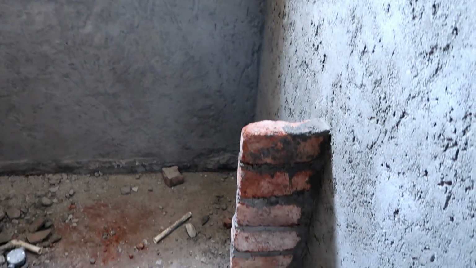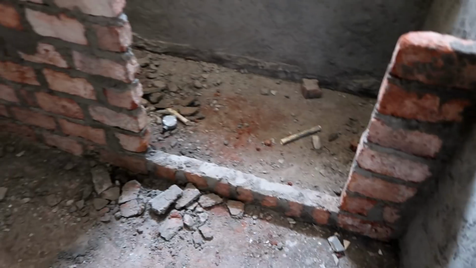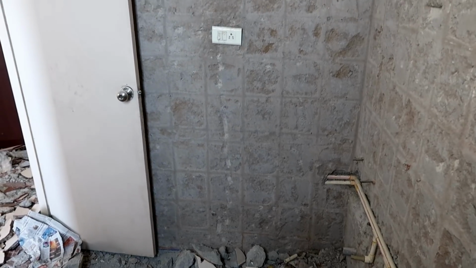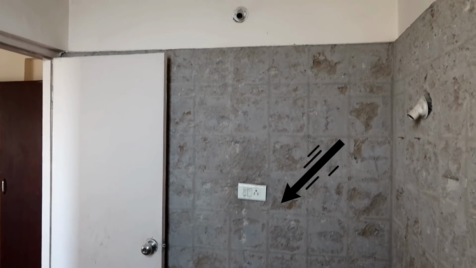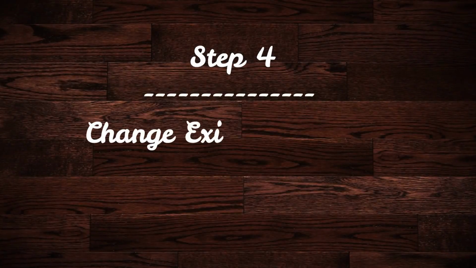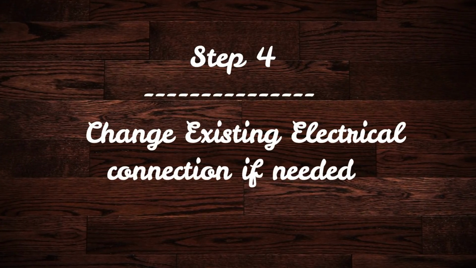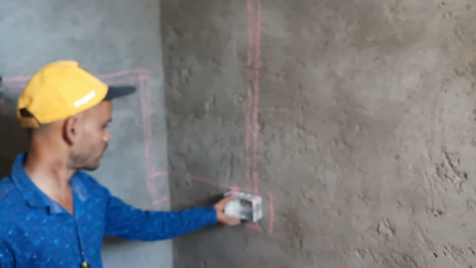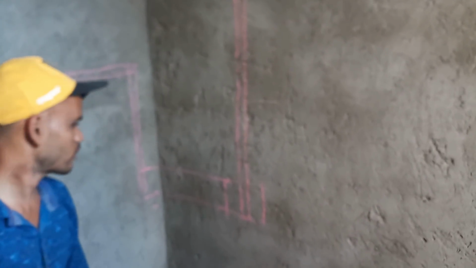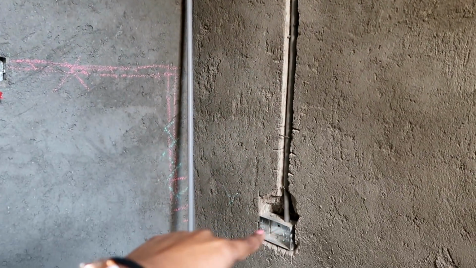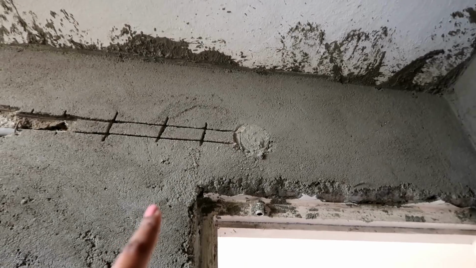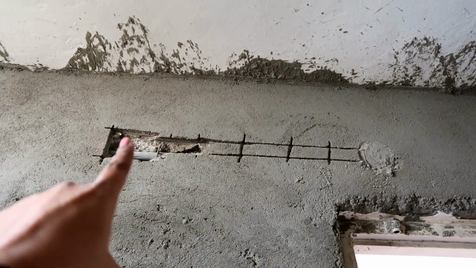We decided to have separate dry and wet areas and change the position of the wash basin from that wall to this wall. Also, do not forget to ask your electrician to change the existing electrical connections according to your layout or according to your design before starting the tile work for the wall.